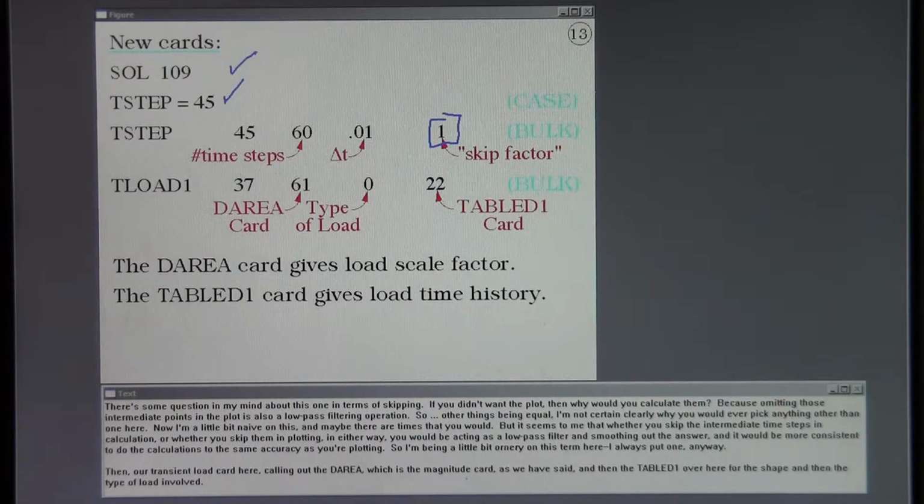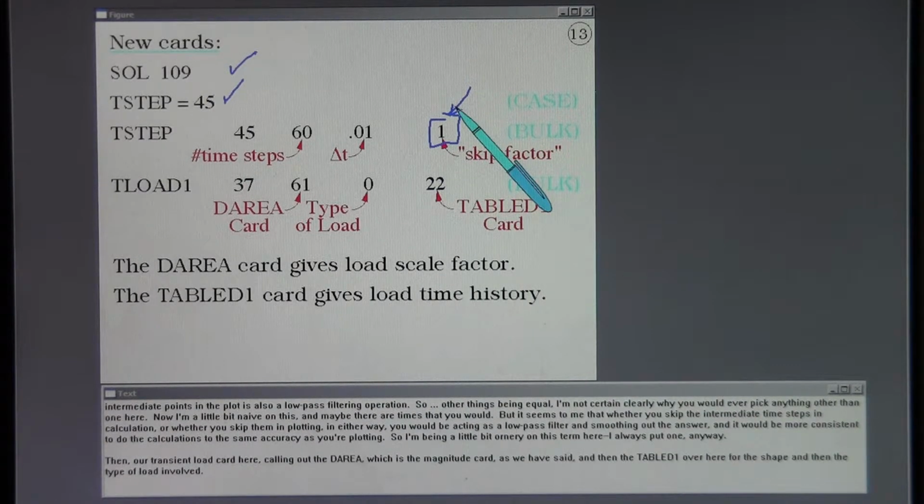And it would be more consistent to do the calculations to the same accuracy as you're plotting. So I'm being a little bit ornery on this term here. I always put 1 anyway.